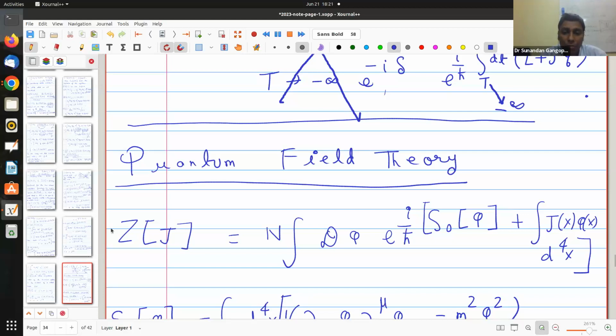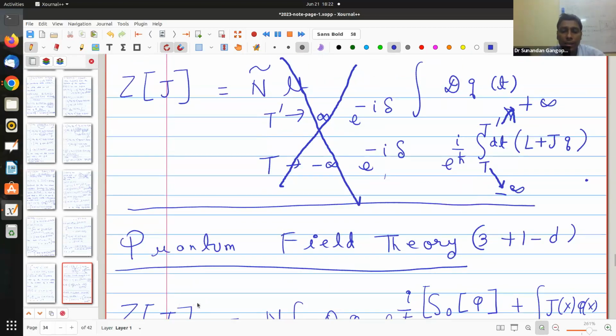So we write, in case of a field theory, the generating functional in the presence of an external source can be written as a path integral over fields, e to the power of i by h bar, S naught, which is a functional of the field, plus integral over J(x) phi(x) d4x. So now we are considering a 3+1 dimensional quantum field theory, in flat Minkowski spacetime. Therefore the Lorentz invariant volume measure is basically d4x.